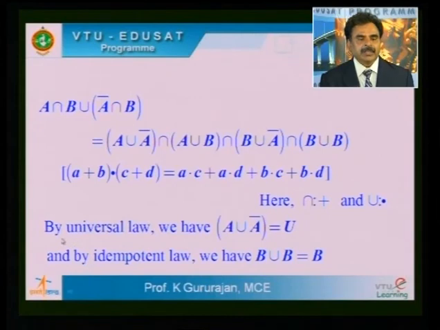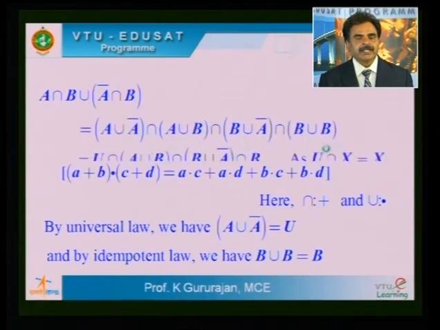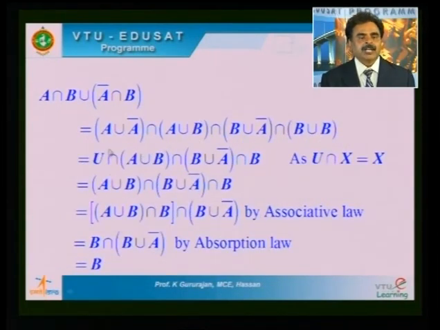Now, we have these properties. By the universal law, A union A complement is always U. I have mentioned that A union A complement is the universal set. By the idempotent law, B union B is B only. Therefore, I will write this as A in the next step, and B in the next step. So, what will happen?